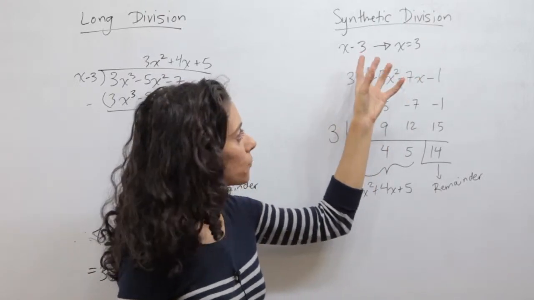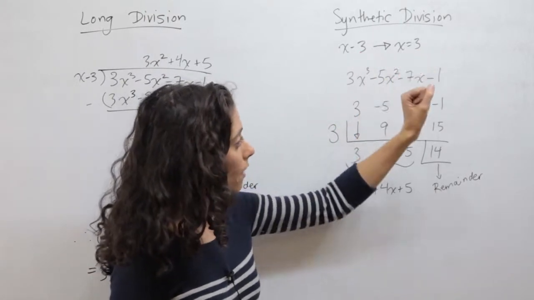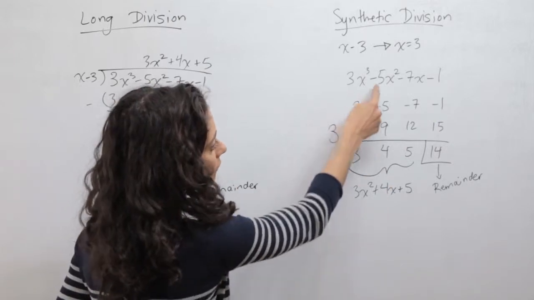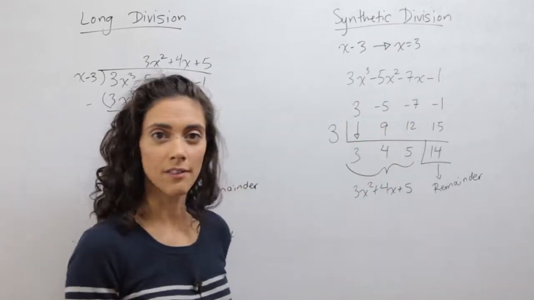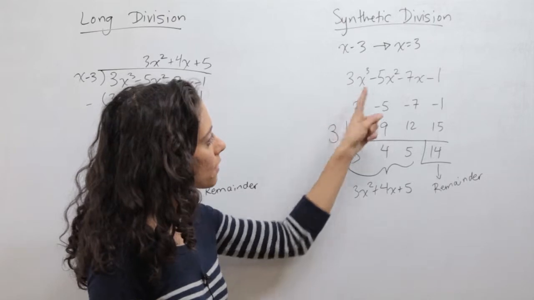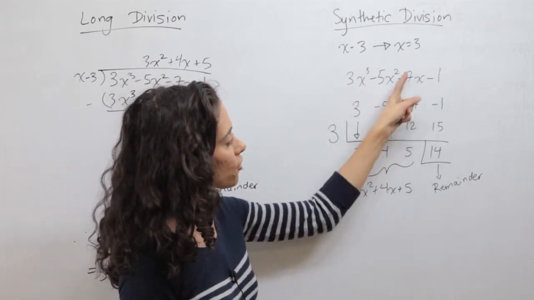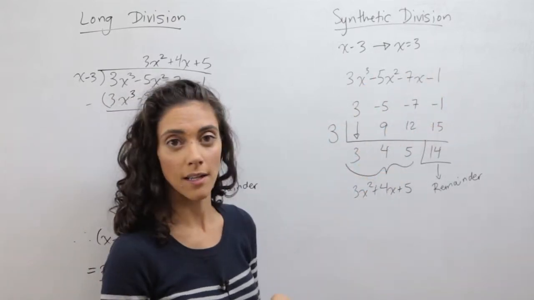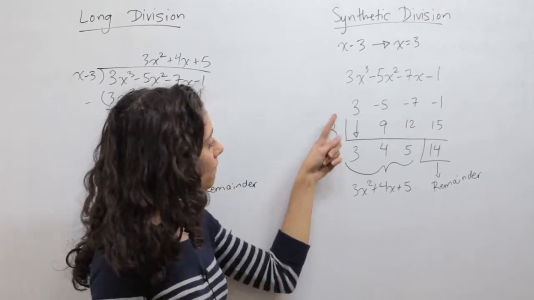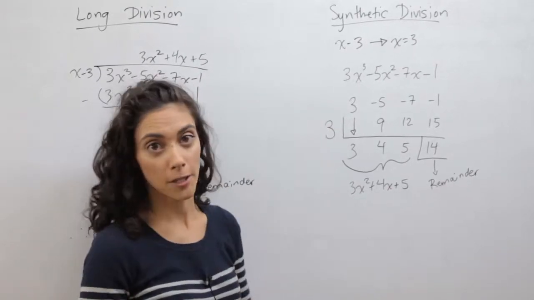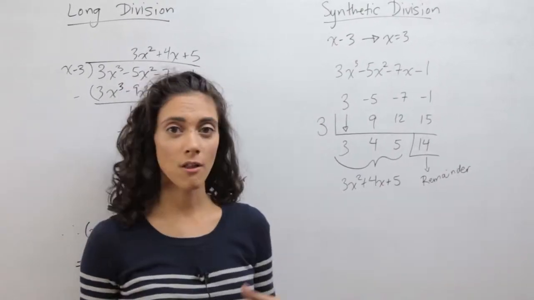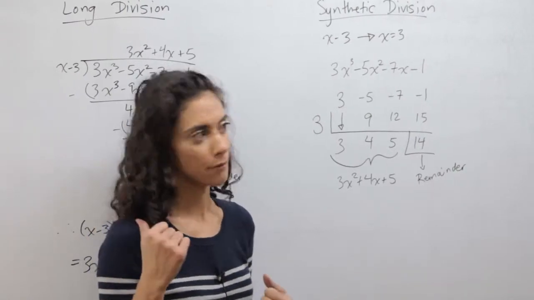3 makes this 0. So we're going to work with 3, and we're going to work with the coefficients on the dividend. So this just becomes a 3, this just becomes a negative 5, this just becomes a negative 7, and that just becomes a negative 1. And my x minus 3 is replaced with just a 3. And now if you memorize this following process, you'll get the same result as we did before.